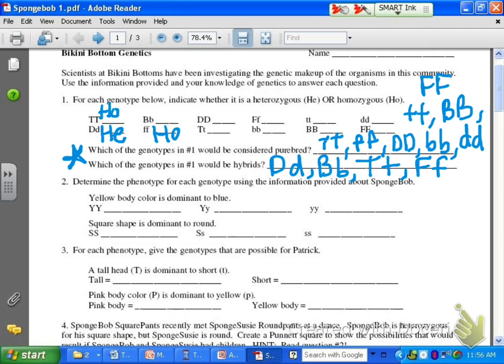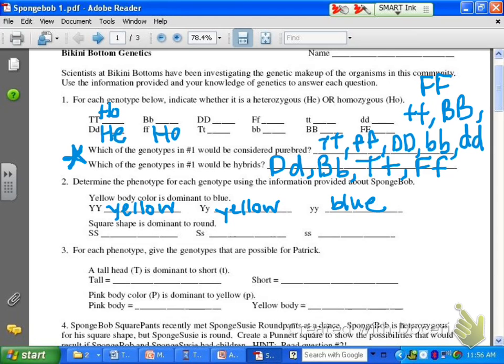Number 2. Determine the phenotype for each genotype. So yellow body color is dominant to blue. So big Y, big Y. What would it look like? Yellow. What about big Y, little y? Yellow. Thank you for not saying green. It's dominant over blue. So then little y is yellow or blue? Blue, because it's the recessive, because it's got lowercase letters.